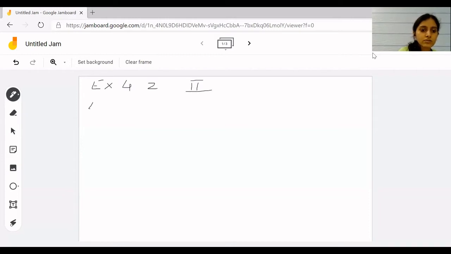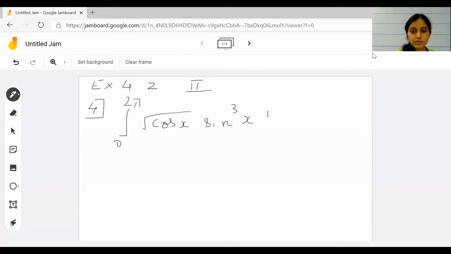Second question, second subpart, that is we're doing the fourth question from this. It says integral 0 to 2 pi under root of cos x sine cube of x dx. Okay, so we'll say let I equal to this integration. Now here we are going to use substitution method to solve this sum. Okay, so how do we use that?